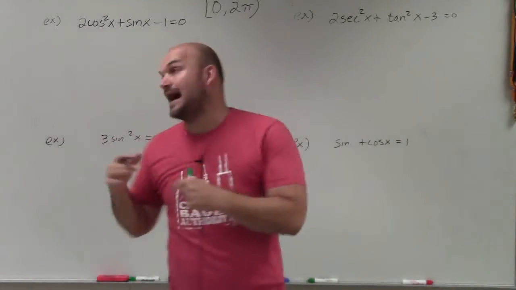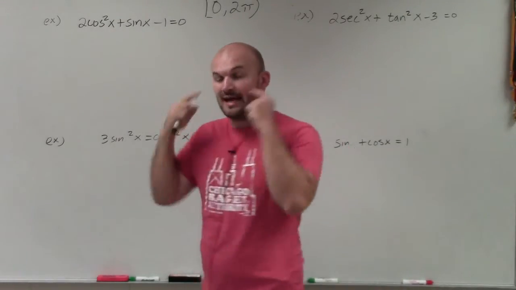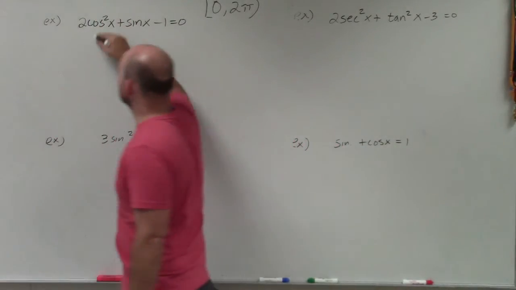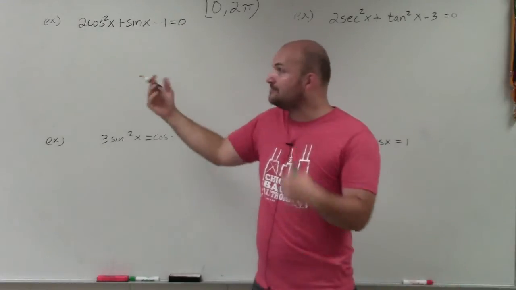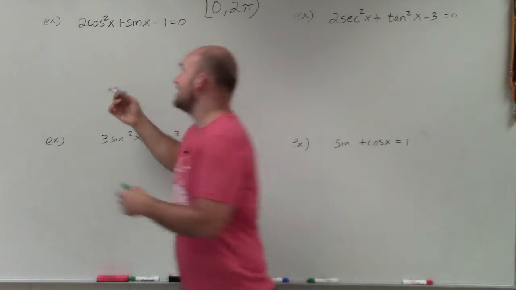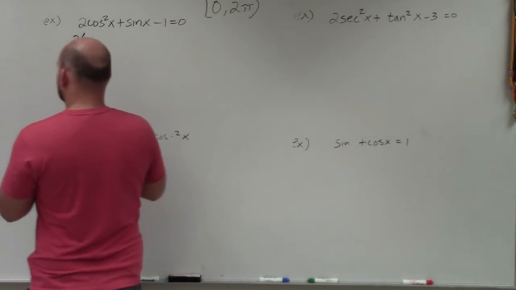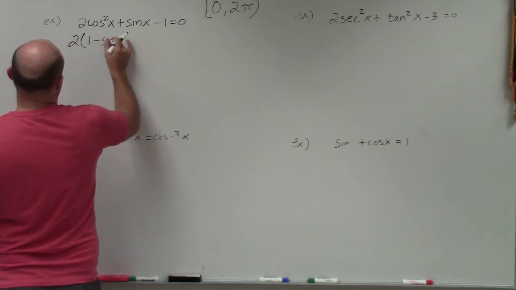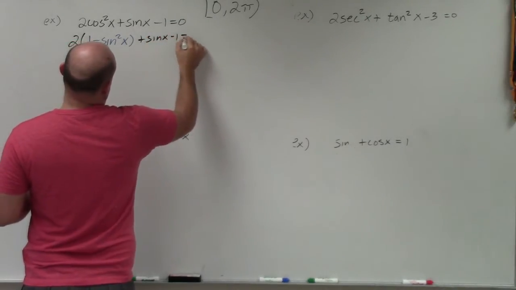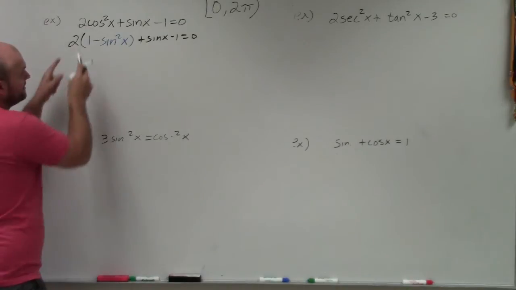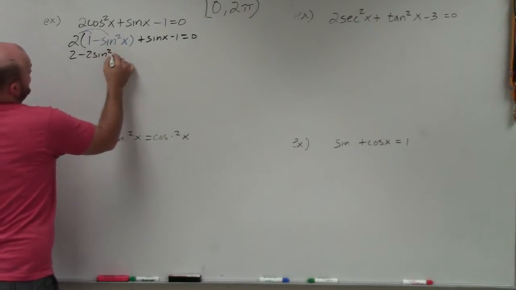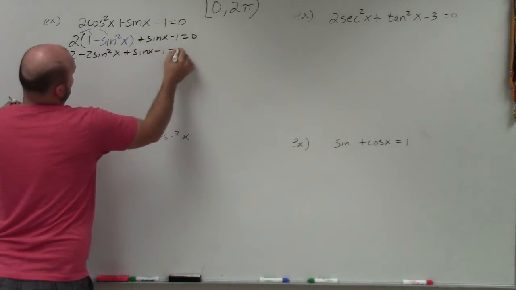So I see that I have a cosine squared. That automatically triggers in my brain, use the Pythagorean identities. I can rewrite cosine squared as 1 minus sine squared, by using my Pythagorean identities, so I can rewrite my whole expression in terms of sine. So I have 2 times 1 minus sine squared of x plus sine of x minus 1 equals 0. Now I can distribute my 2, and I get 2 minus 2 sine squared of x plus sine of x minus 1 equals 0.